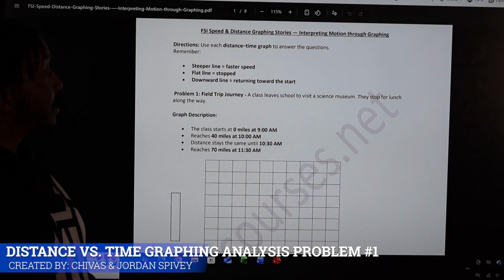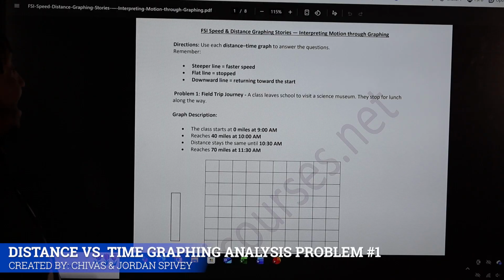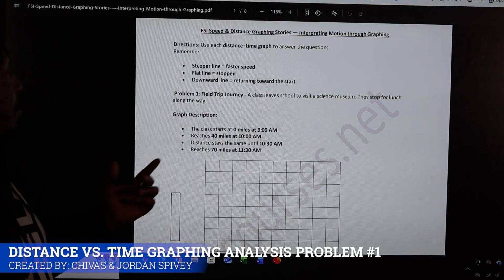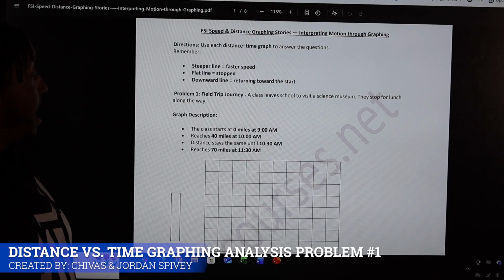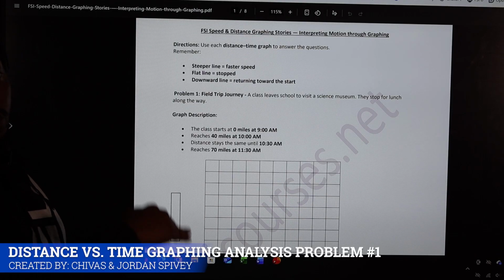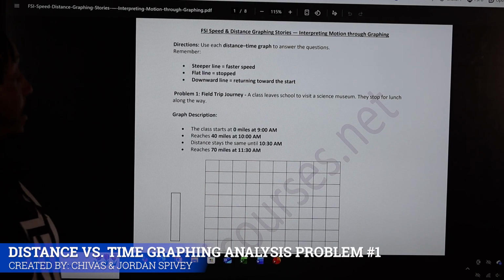Directions. Use each distance time graph to answer the questions. Remember, steeper line equals faster speed. Flat line equals stopped. So a flat line going across the stop. A downward line equals returning towards the start. So you're going towards start when the line is going down.